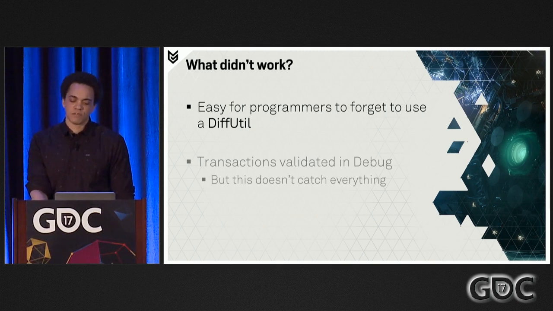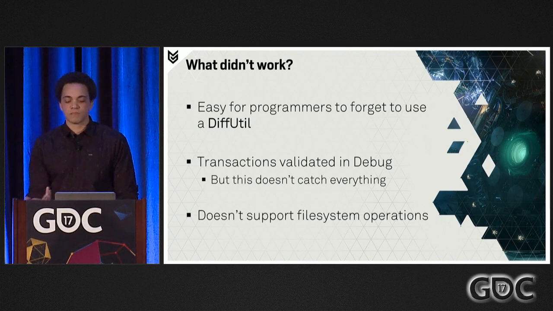We perform some validation on transactions in debug builds to try and check the changes and make sure that everything makes sense, but of course we can't catch everything. And lastly, the system doesn't support any file system changes, which means that if a user moves files around using our refactoring tools, the system doesn't support undoing those changes.